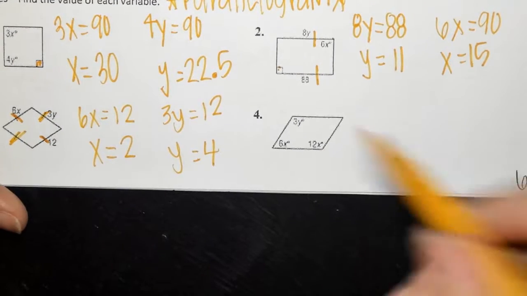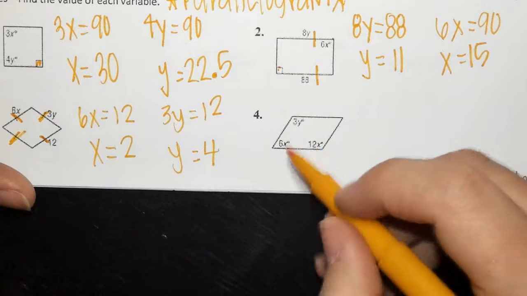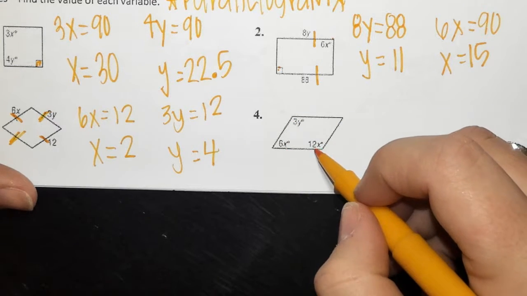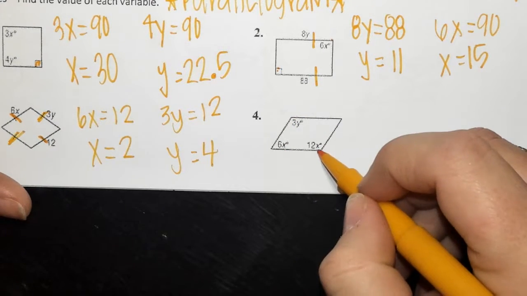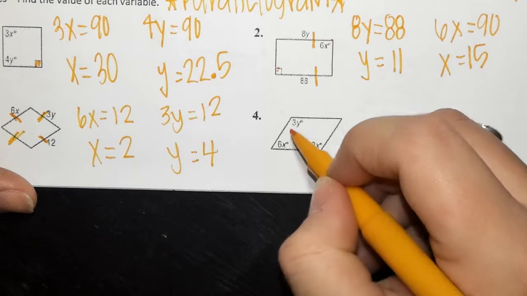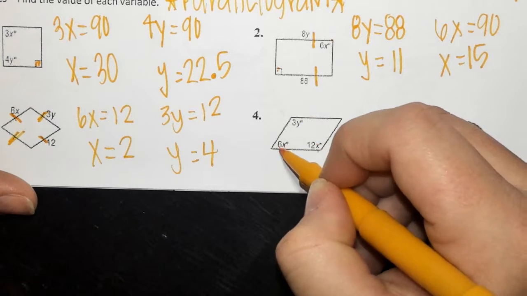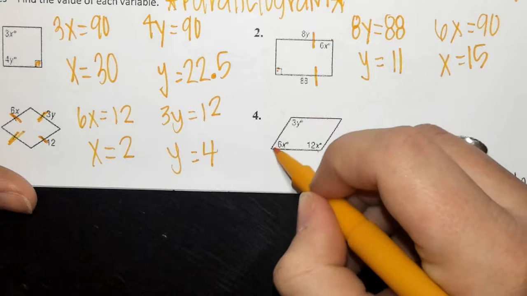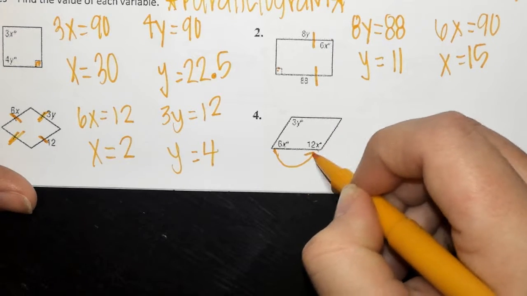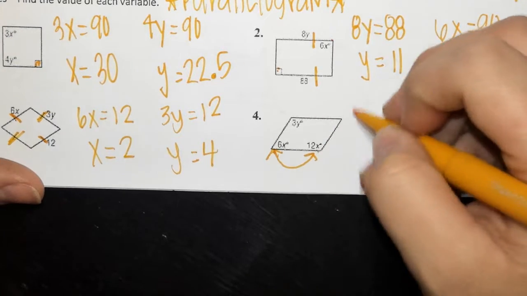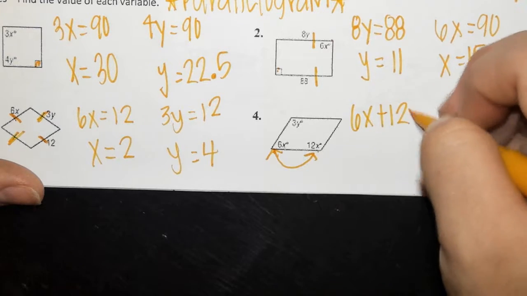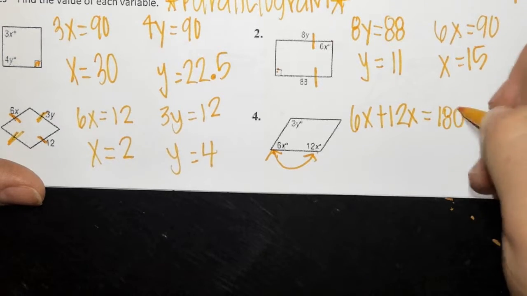Okay, this is property number 3 coming in right here. Well, I know opposite angles are congruent, but I can't set 3y equal to 12x. And I can't set 2 variables equal to anything and solve. But what do I know about this angle and this angle? Together they make 180. So you have 6x plus 12x equals 180.